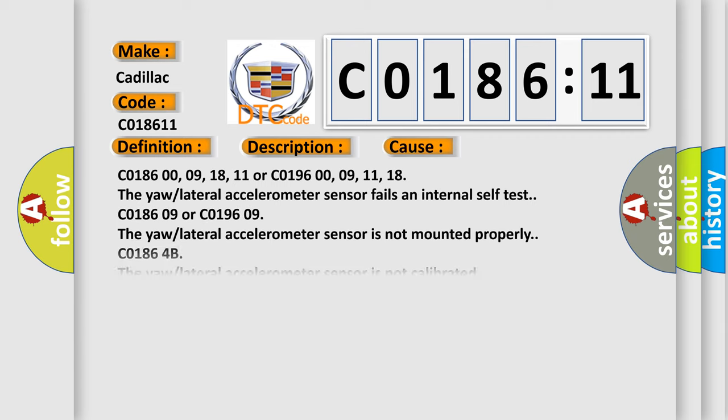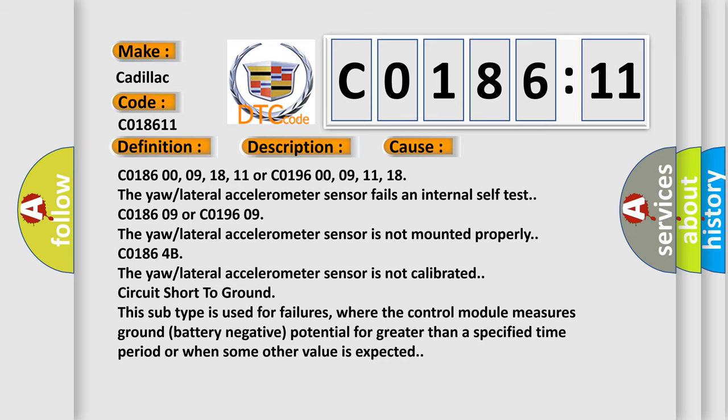This diagnostic error occurs most often in these cases: C0186-00, C0186-09, C0186-18, C0186-11 or C0196-00, C0196-09, C0196-11, C0196-18. The yaw lateral accelerometer sensor fails an internal self-test. C0186-09 or C0196-09. The yaw lateral accelerometer sensor is not mounted properly. C0186-4B. The yaw lateral accelerometer sensor is not calibrated. Circuit short to ground. This subtype is used for failures where the control module measures ground battery negative potential for greater than a specified time period or when some other value is expected.